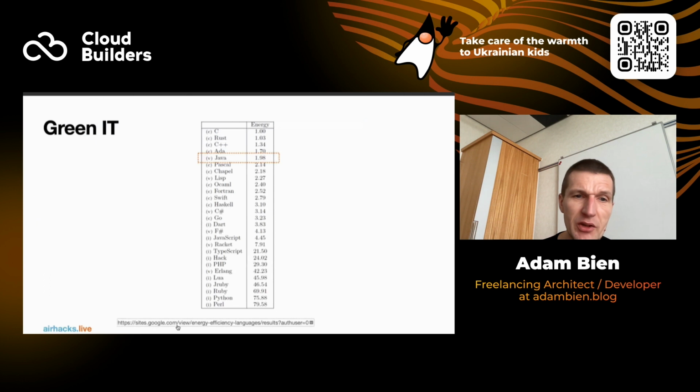So the link is here below. I will show you the slides later. And what you see here is that Java is number 5, and regarding energy efficiency, if you're running on AWS in Frankfurt, to my knowledge, Frankfurt is 95% renewable. So I would say we are pretty good, right?